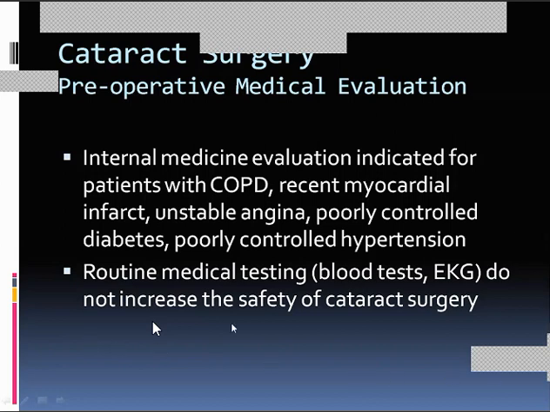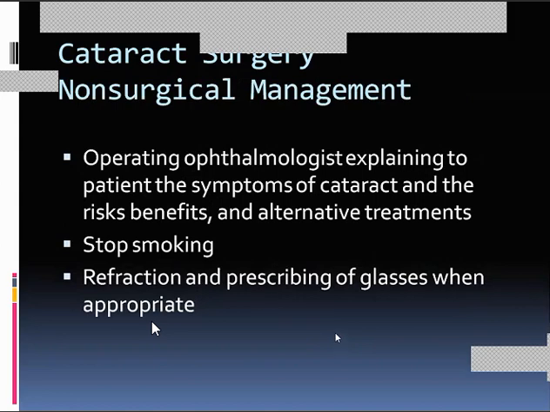Routine medical testing like the blood test and EKG should be done. Even though it does not increase the safety of the surgery, we have to do it for our purpose. The operating ophthalmologist explains to the patient the symptoms of the cataract, what the risks and benefits are, and what the alternative treatments are. We have to discuss this with the patient beforehand, and advise them to stop smoking.